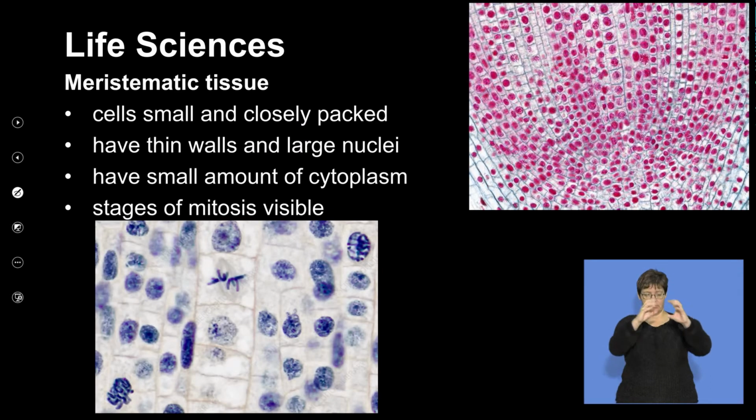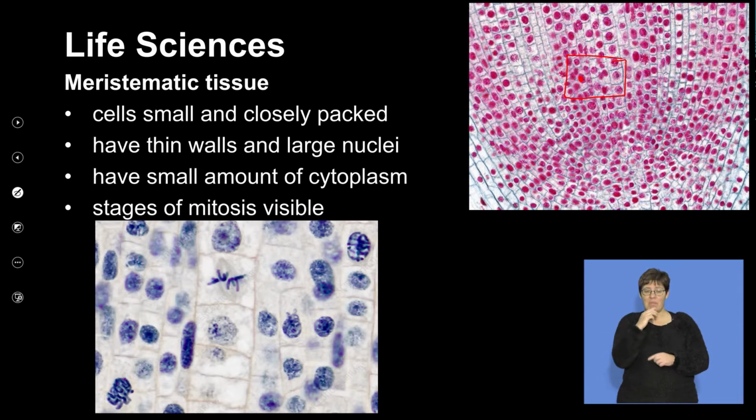Now, you need to be able to recognize this type of tissue. So if you're given a picture like this, you can tell straight away it is meristematic tissue. Because if you look, the pink things are the nuclei of the cells. And there are lots of pink things very close together, meaning the nuclei are quite large and the amount of cytoplasm is actually quite small.